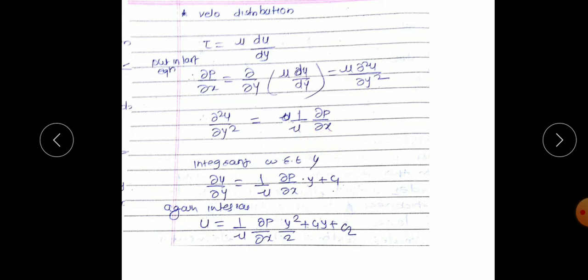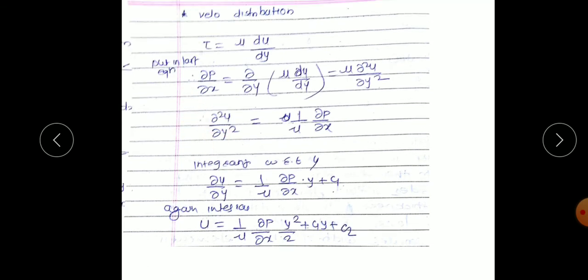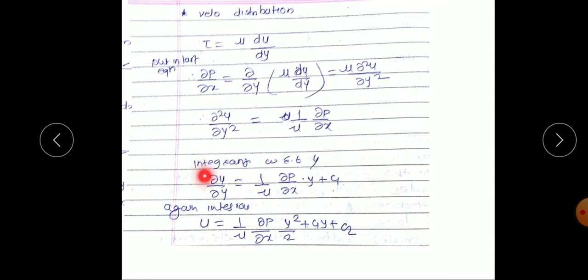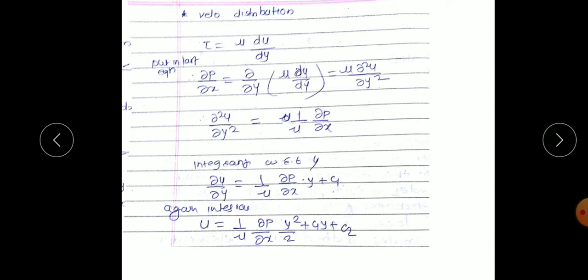Now we have to integrate to solve this. Integrating one time, we get delta u by delta y on the left, and on the right side 1 by mu delta p by delta x y plus C1, where C1 is the constant of integration. Now integrating again, we get u equal to 1 by mu delta p by delta x, the integration of y is y squared divided by 2, plus C1 y plus C2. So here we get two constants that we can obtain by the boundary conditions.